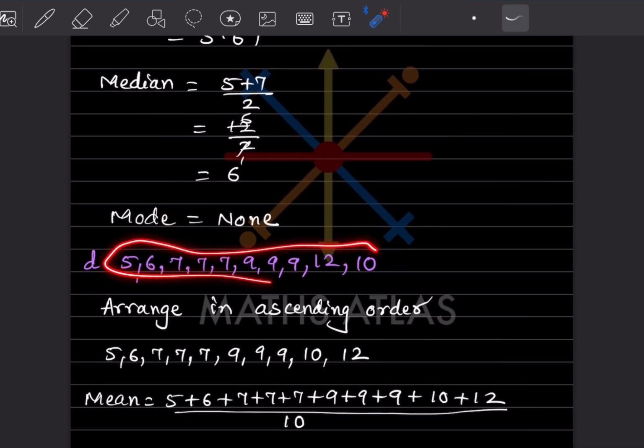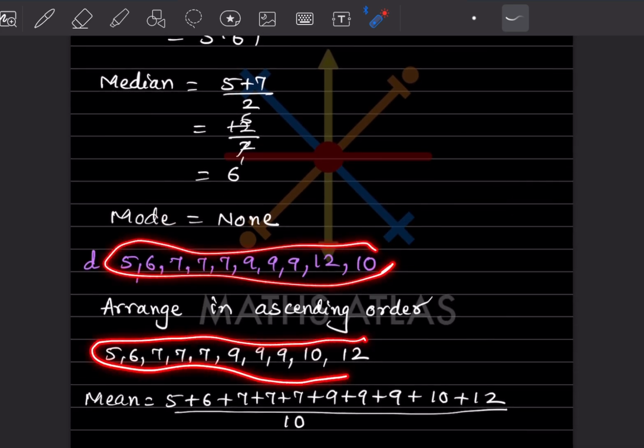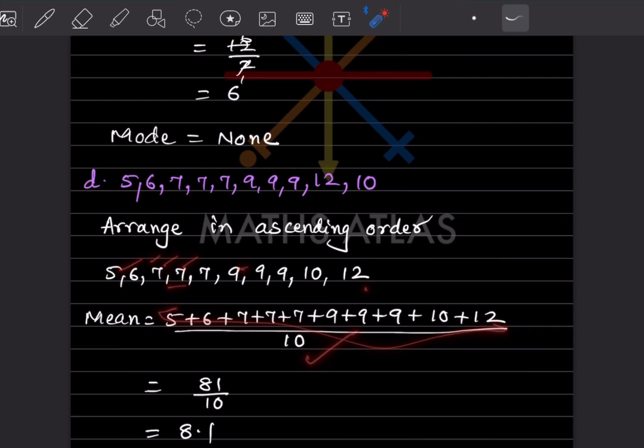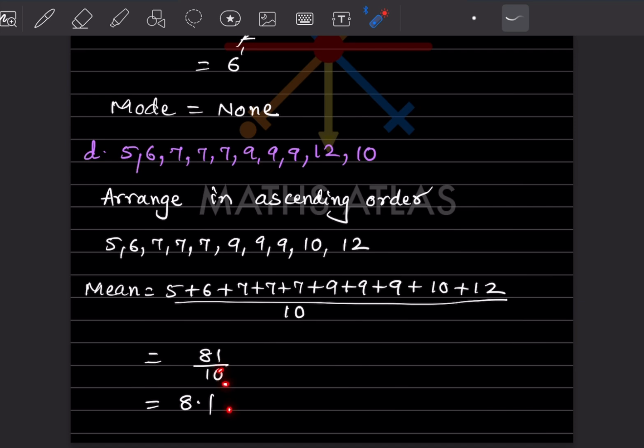Now these numbers we have to arrange in ascending order. Then mean means you are going to add all these numbers and divide by the total number, which is 10. So after adding this, you get 81 divided by 10, that will be 8.1. So mean is 8.1.